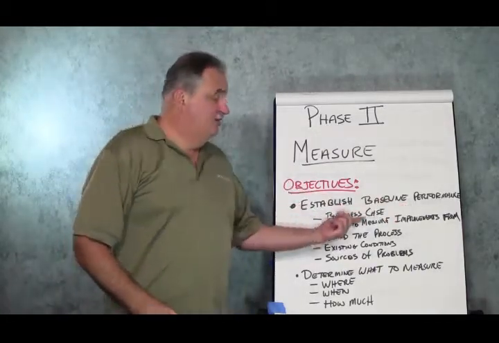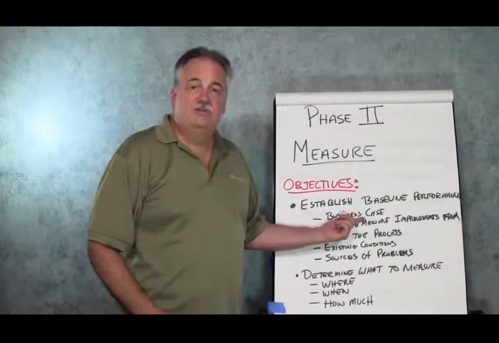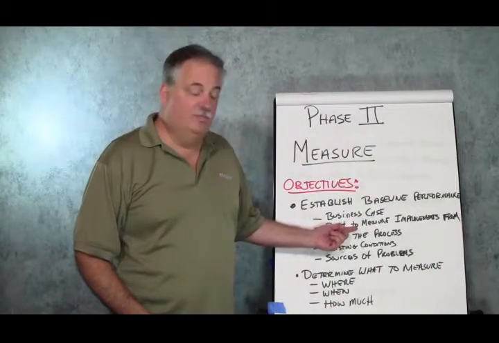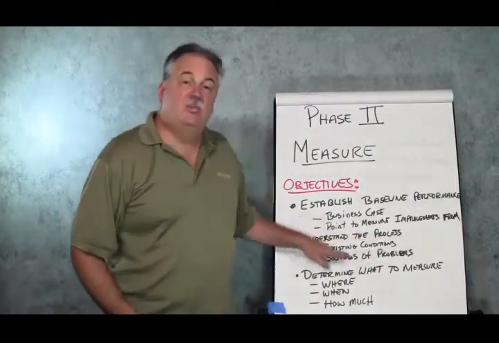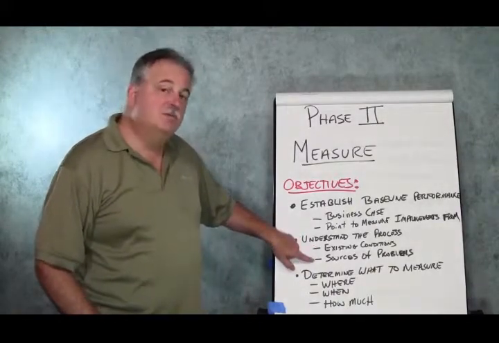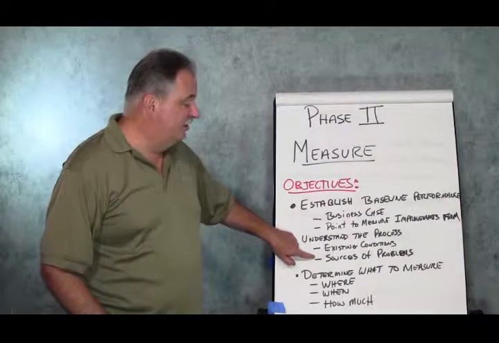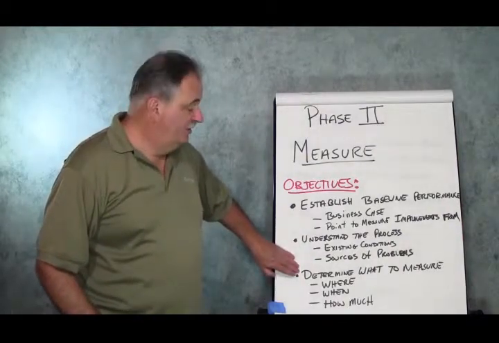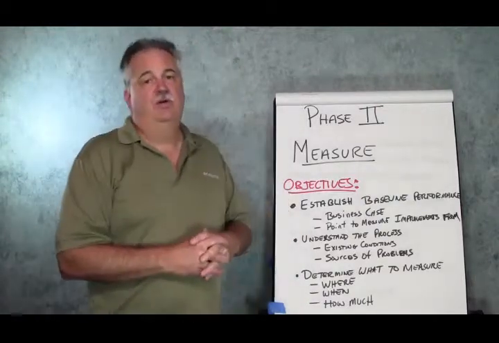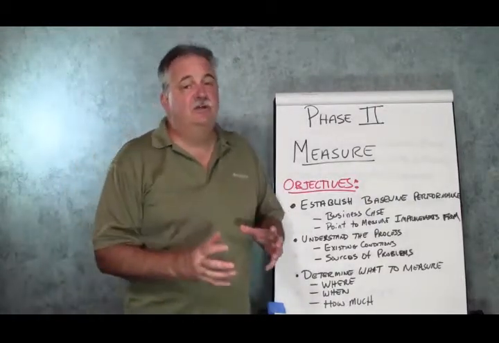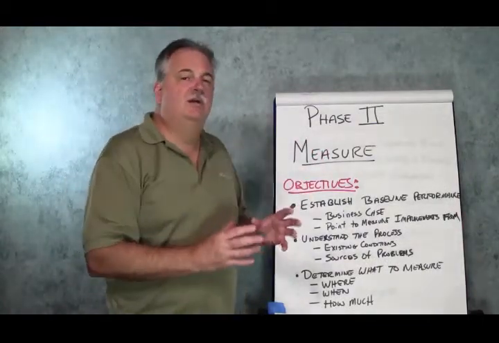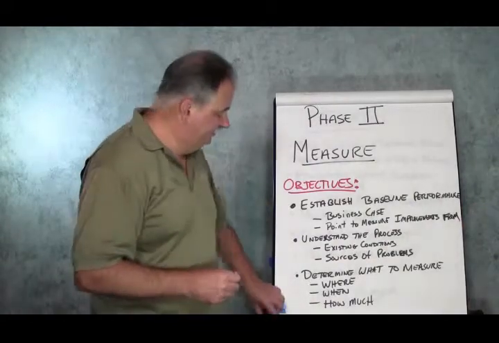So we establish the baseline, which allows us to add information to the business case, and it gives us that point of reference when we go to measure the improvements. We need to understand the process that we're dealing with here in the measure phase, existing conditions, and what are the sources of the issues, the problems we're trying to solve. And then what are you going to measure? All right, where, when, how much? And we can use the critical to quality characteristics, the CTQ tree that we established in the define phase, to point us in the direction of measuring the right things that are important to our customers.